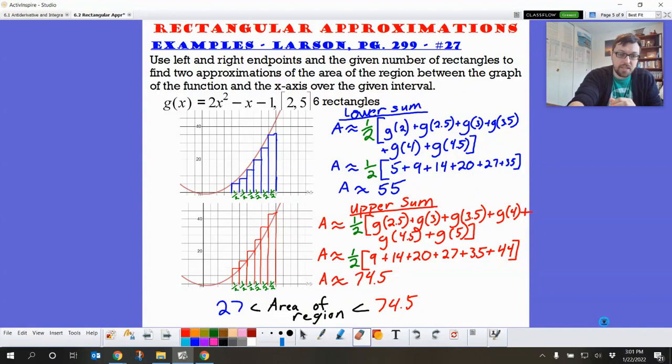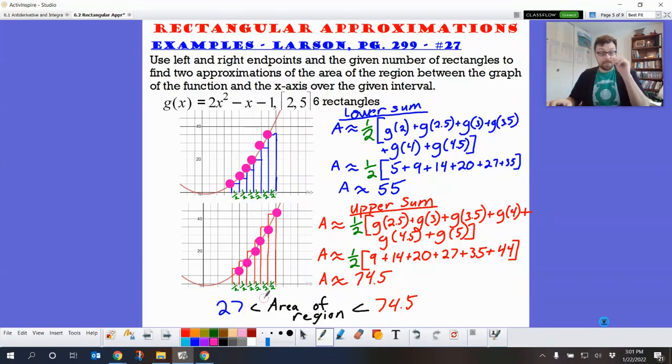And that means that you can see on this one, all of our endpoints are on the left-hand side of our rectangles. Meanwhile, on this one, all of our endpoints are on the right-hand side of our rectangles.